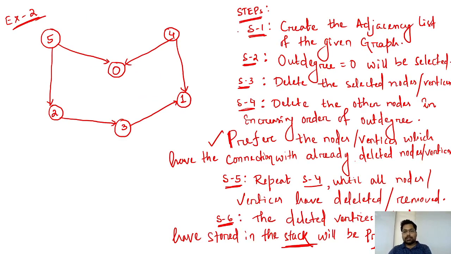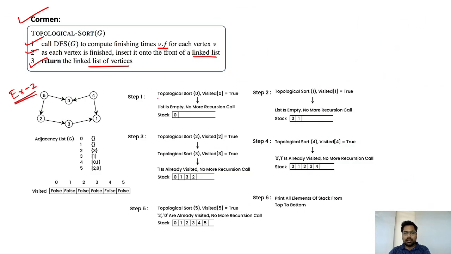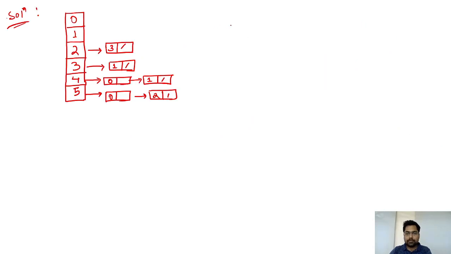So the first step is done. Next, out degree 0 will be selected, and that selected node will be deleted. Once we are deleting, we have to check it. As for this topological sort, 0 visited, we have to visit it. If it is true, then we should say we have completed. As for the stack, first of all, we will store in the stack.